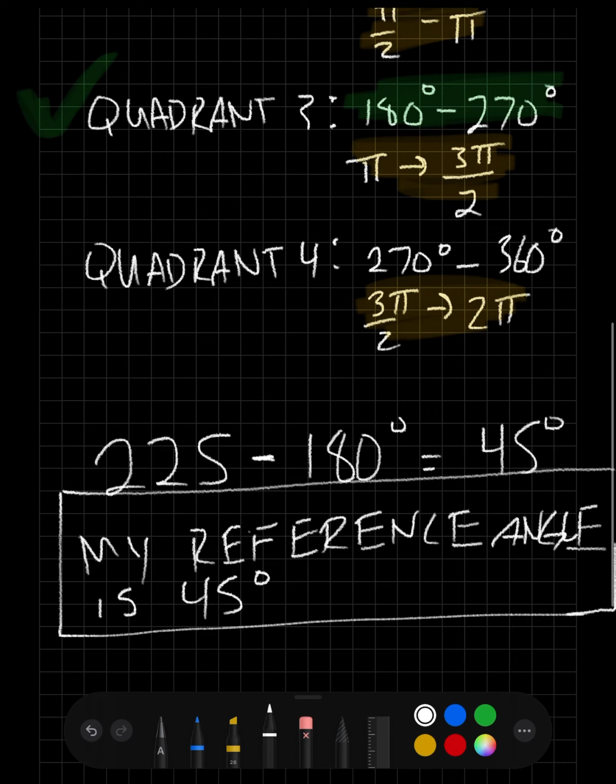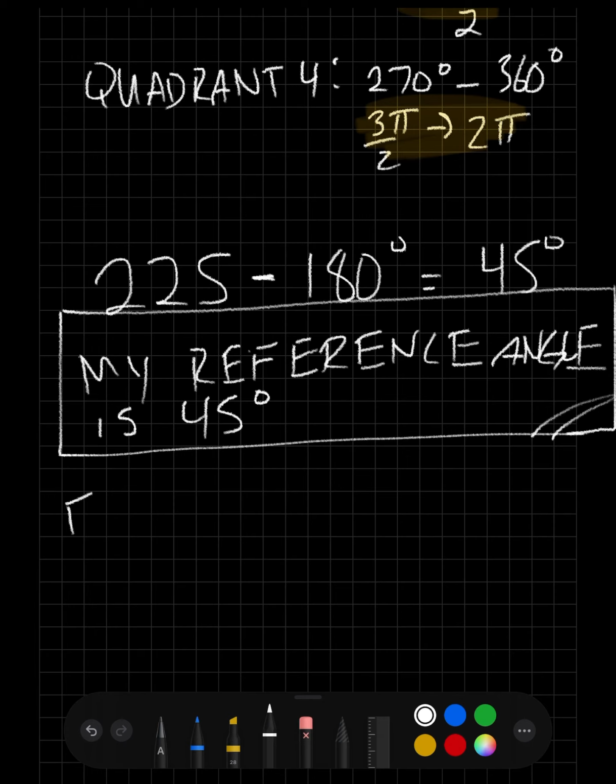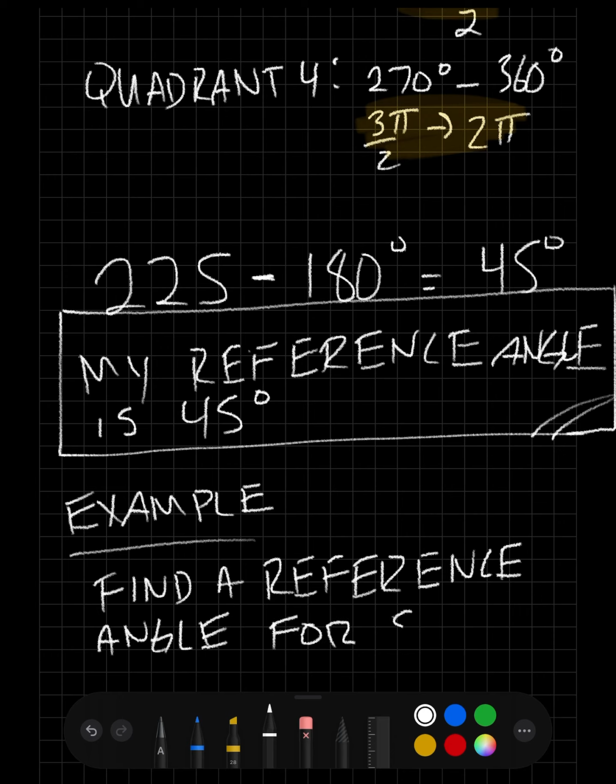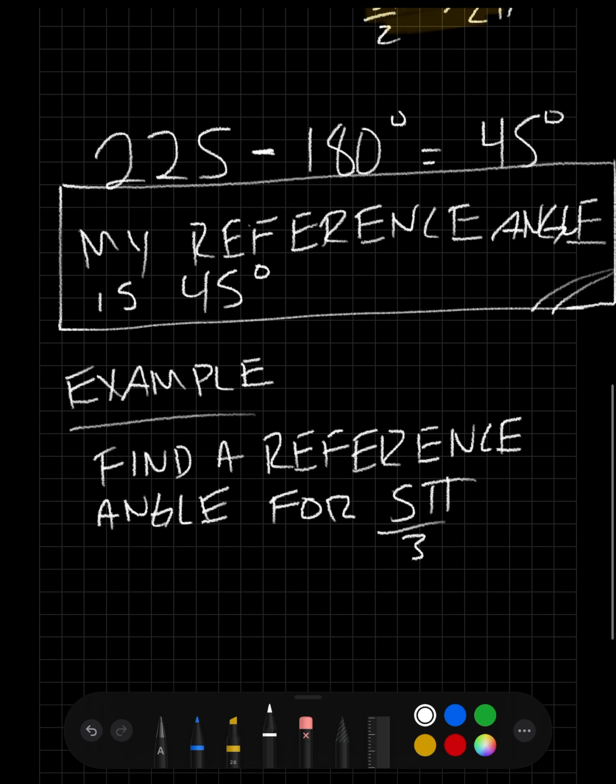I want to do one in radians just to show you how I work that out. We're going to use this example in a minute to do something cool. So here's an example with radians. Let's find a reference angle for 5 pi over 3 radians. Now I know you guys are sweating. You see that fraction and you start to panic. Don't panic. First we have to figure out what quadrant it's in, and then we can follow the formula.